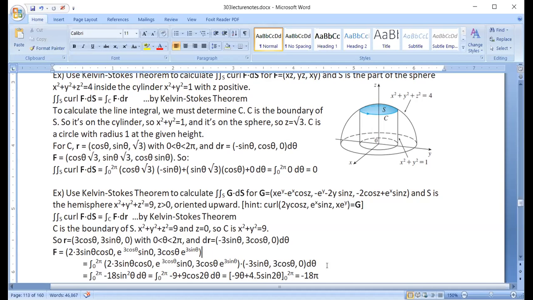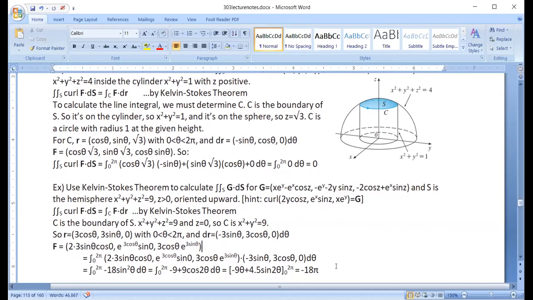Okay, so now to integrate this, we have to use the double angle formula. So this is just negative 9 plus 9 cos 2 theta. So integrating that, we get negative 9 theta plus 4.5 sine of 2 theta. And then we just plug in from 0 to 2 pi. So plugging in, you get negative 18 pi. And that's your answer.